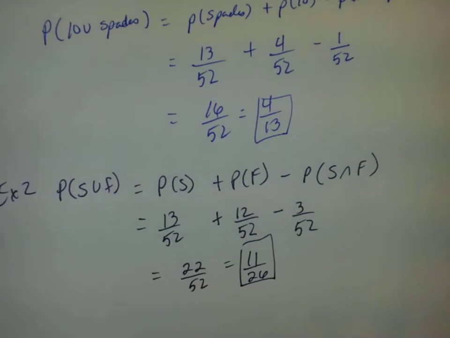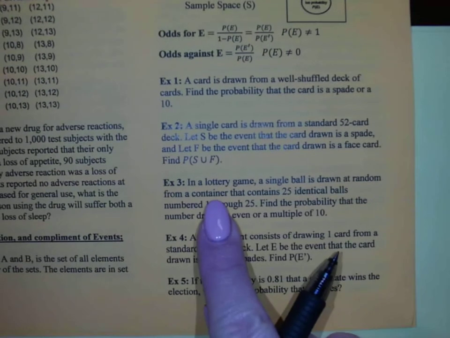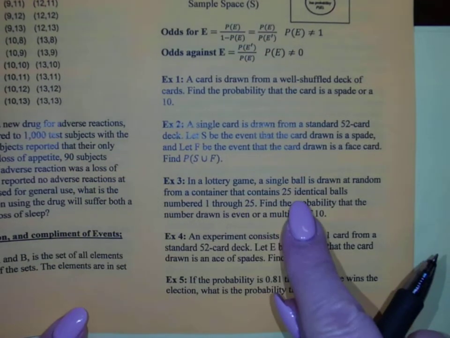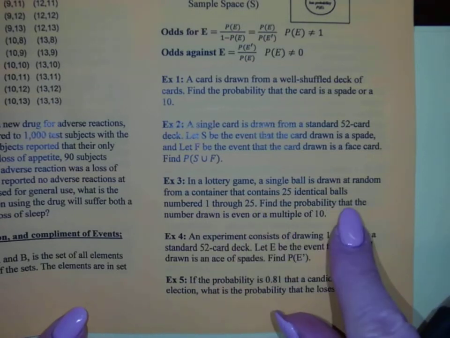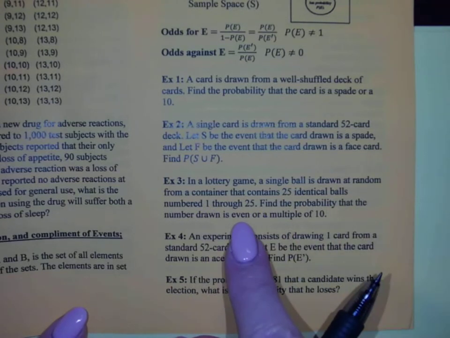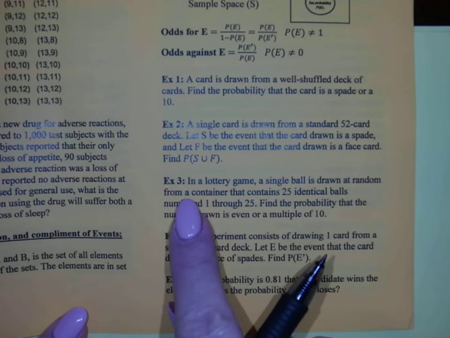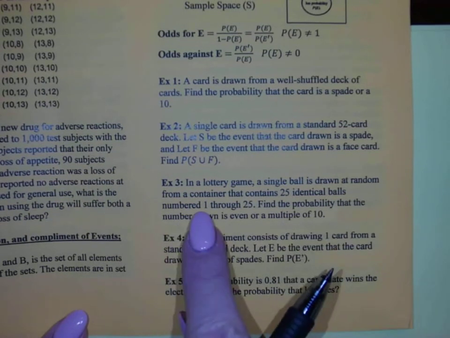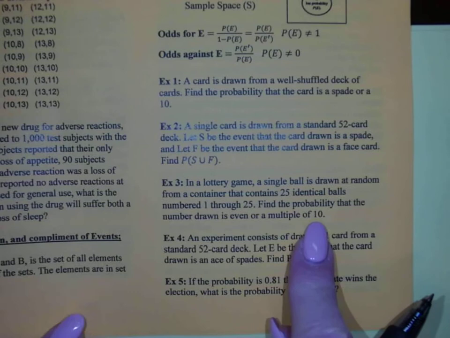All right, let's go to example 3. In example 3, it says, in a lottery game, a single ball is drawn at random from a container that contains 25 identical balls, numbered 1 through 25. Find the probability that the number drawn is even or a multiple of 10. So we're drawing out of 25 identical balls, 1 through 25, and we want to know what's even or a multiple of 10.